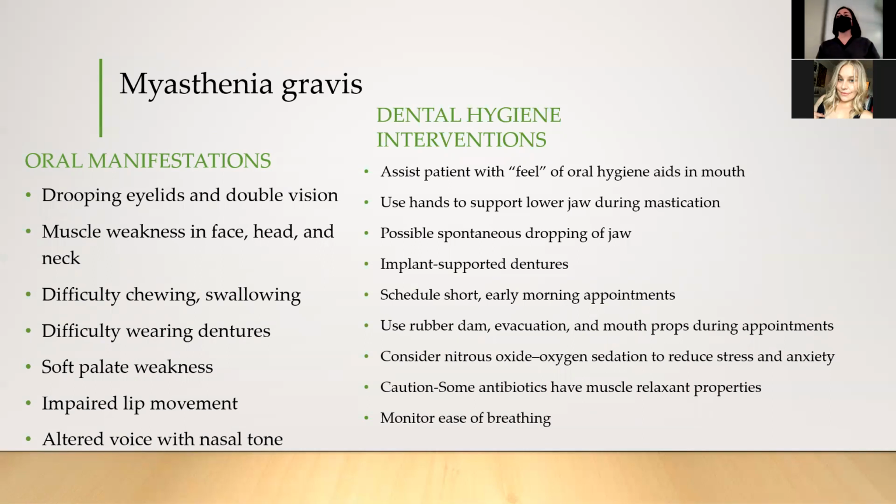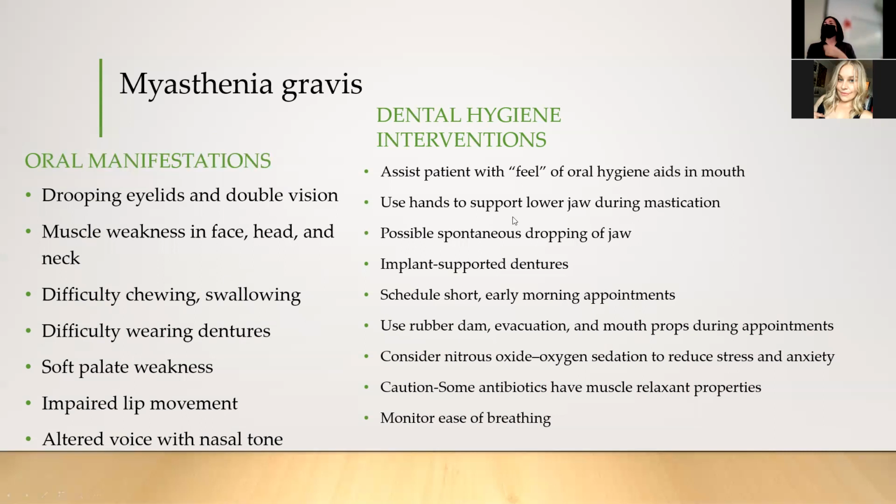But oral manifestations: drooping eyelids, double vision, and that was the first thing that he noticed. That's why he knew something was going on, he had double vision. And I think that happened with the female patient that I had as well. Muscle weakness in the face, head and neck, difficulty chewing, swallowing, difficulty wearing dentures, soft palate is weak. Everything has a very weak feeling in the throat area, impaired lip movement, altered voice with a nasal tone. He totally had that. And he kept talking about how weird everything was because he didn't used to talk or sound that way.